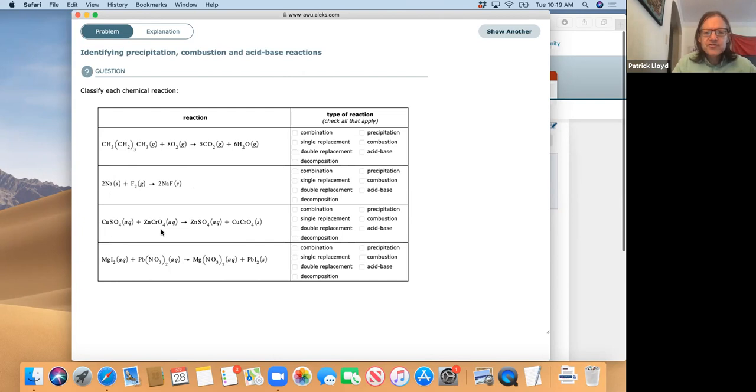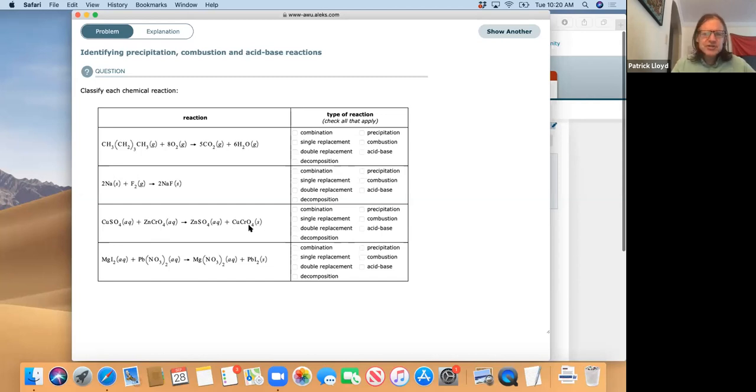Third one. Now this is one of the examples where you have to be a little bit careful because there's more than one right answer for this one. So you want to click all the right answers. You have a compound here, right? CuSO4. It's a binary ionic compound, metal, nonmetal. Same thing with this one, binary ionic compound, metal with a nonmetal, to form two new binary ionic compounds, right?